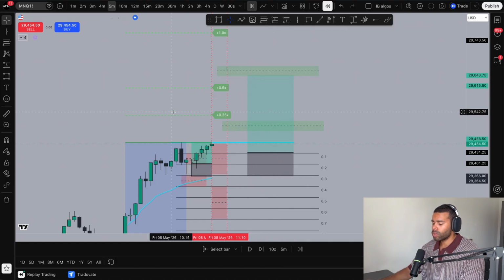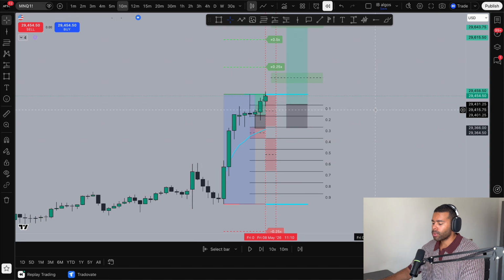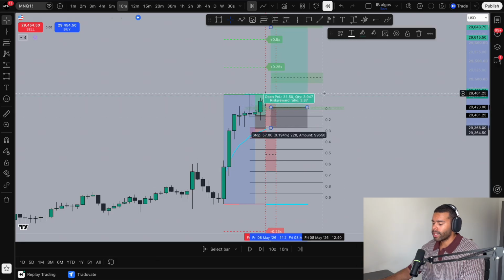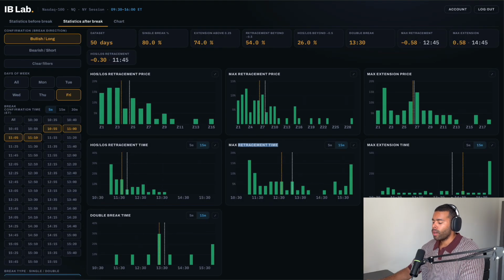So what I would want to see now is some kind of confluence from price action. For example, here we have a nice fair value gap, and that would be a nice confluence for my entry. And yeah, we now have when the entry should happen, we have when the retracement should happen, we have where we want to target. So the last thing is to find out when can we expect max extension?